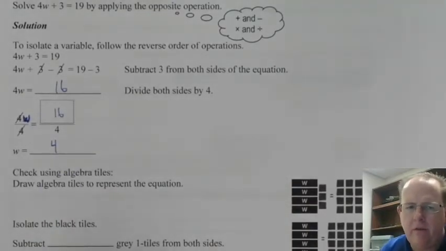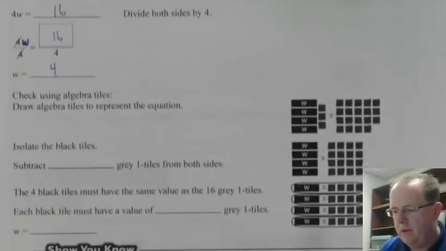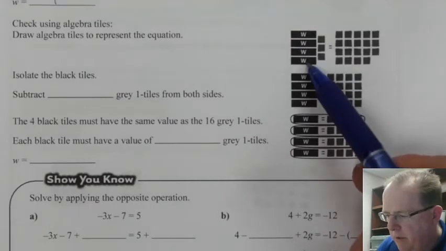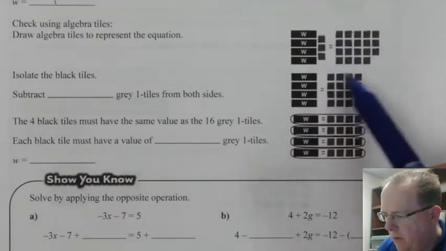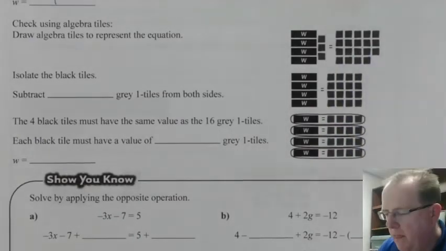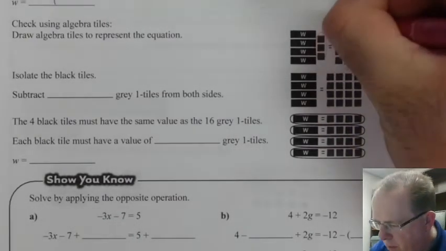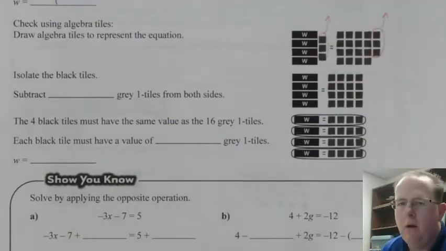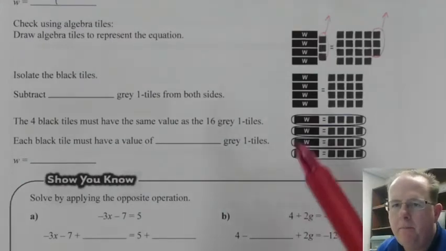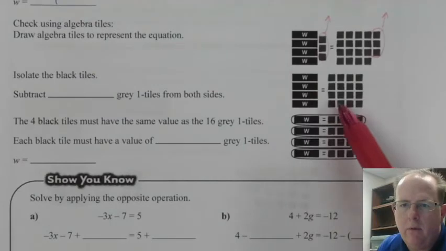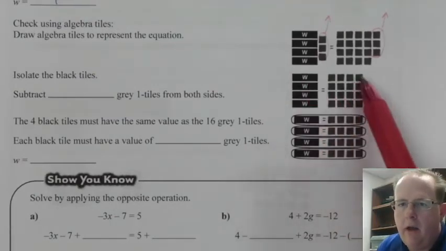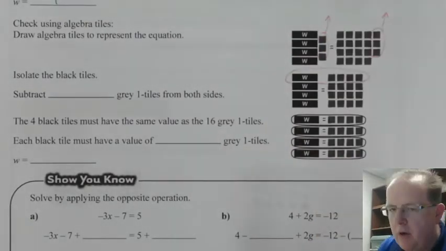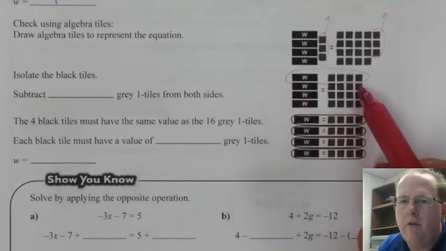Now we can check this using algebra tiles. So let's just do that. The original question was 4w plus 3 equals 19, and that's what we have drawn here. First step is to remove these 3, which means you remove these 3. Remove the same from both sides. That leaves you with 4w equals 16. Every row is identical, so if you just look at the top row, we know that w equals 4.